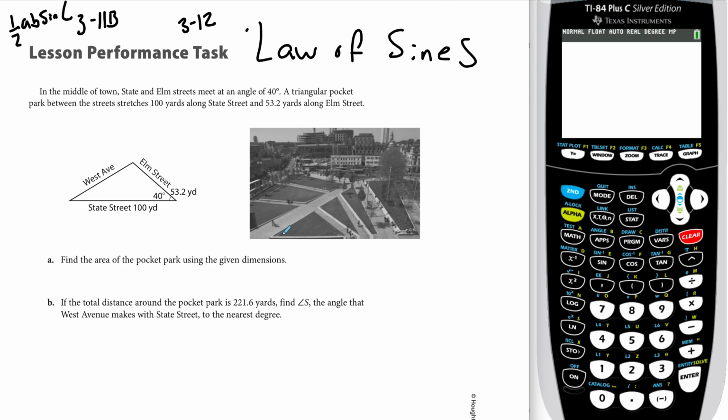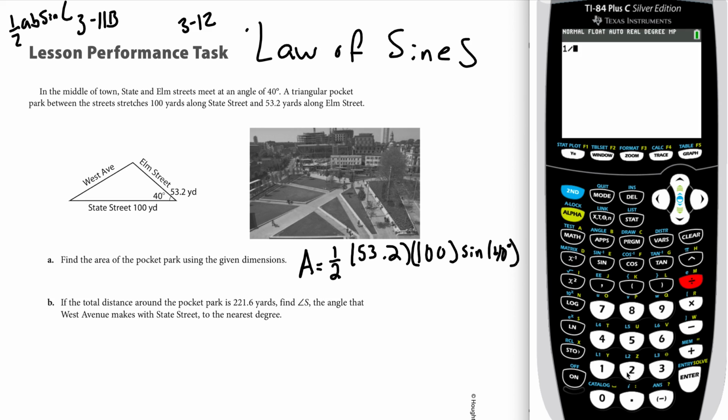Okay, so what I have here is, in the middle of a town, State and Elm Streets meet at an angle of 40 degrees. A triangular pocket park between the streets stretches 100 yards along State Street and 53.2 yards along Elm Street. So the first thing we need to do is find the area of the pocket park using the given dimensions. What we know is that the area is equal to 1/2 times 53.2 times 100 times the sine of 40 degrees, and that's what we would plug in.